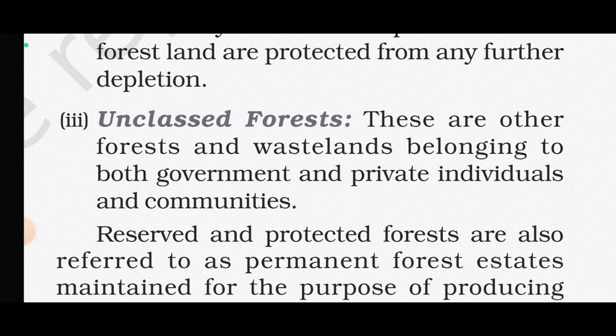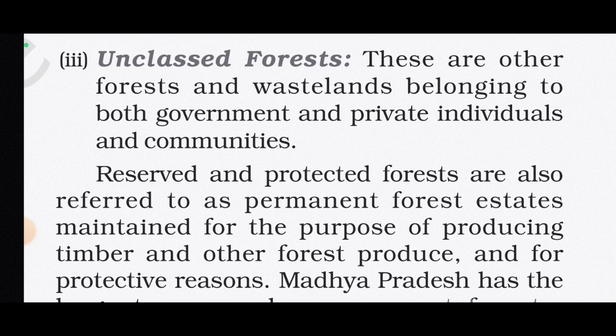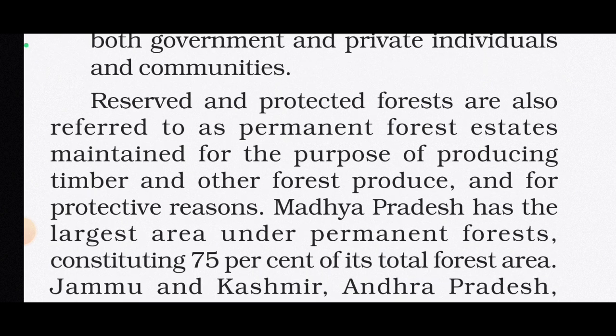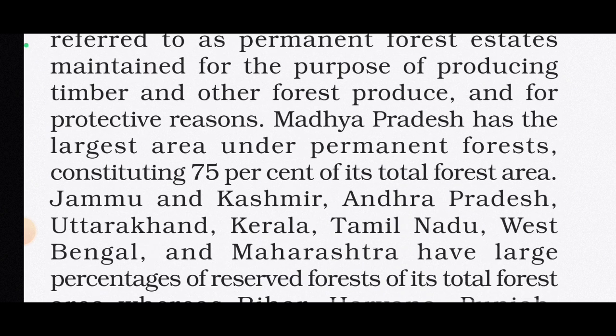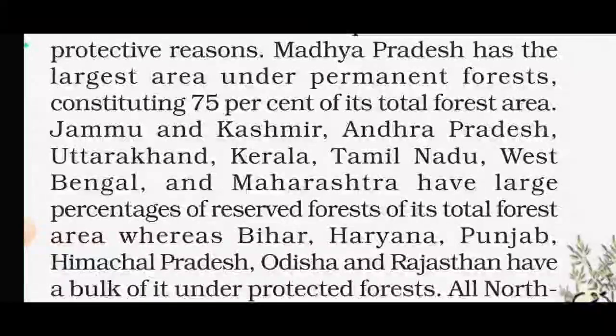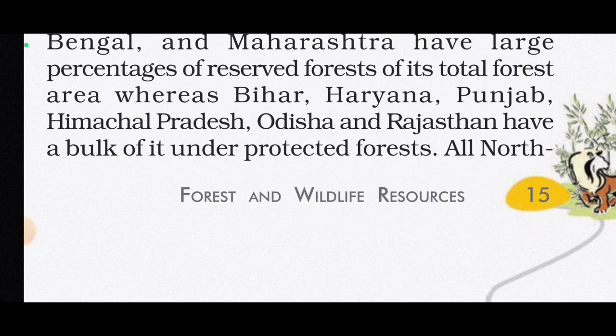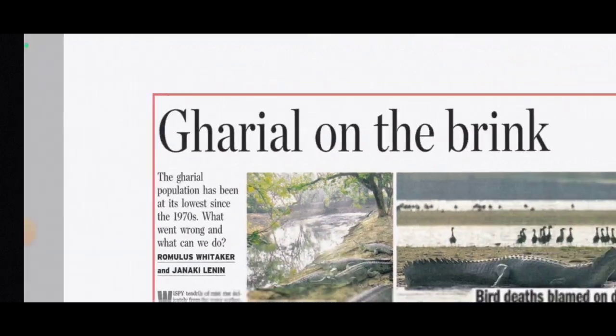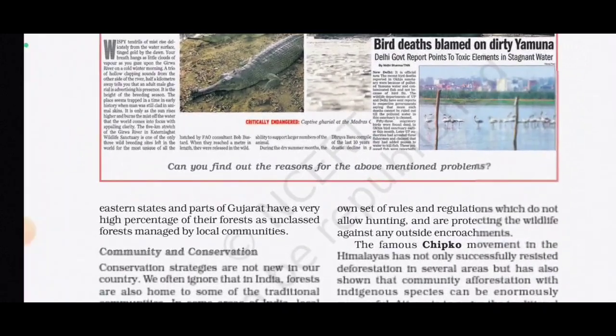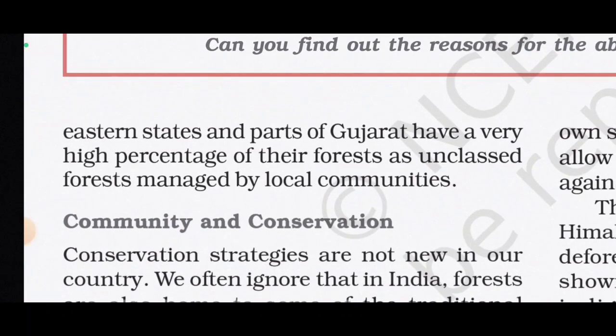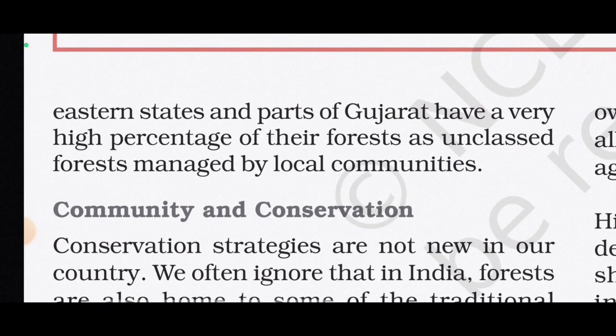Reserved and protected forests are also referred to as permanent forest estates maintained for the purpose of producing timber and other forest produce and for protective reasons. Madhya Pradesh has the largest area under permanent forest, constituting 75% of its total forest area. Jammu and Kashmir, Andhra Pradesh, Uttarakhand, Kerala, Tamil Nadu, West Bengal and Maharashtra have large percentages of reserved forest of its total forest area, whereas Bihar, Haryana, Punjab, Himachal Pradesh, Odisha and Rajasthan have a bulk of it under protected forest. All north eastern states and parts of Gujarat have a very high percentage of their forest as unclassed forest managed by local communities.